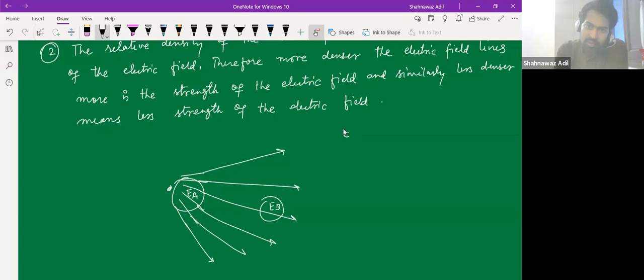So EA will be higher in strength, and EB will be lower. This is what we call the relative density. If we have a large relative density of the electric field lines, then that part will have more strength of electric field, and comparatively the lesser one will have less. This is called the relative density.